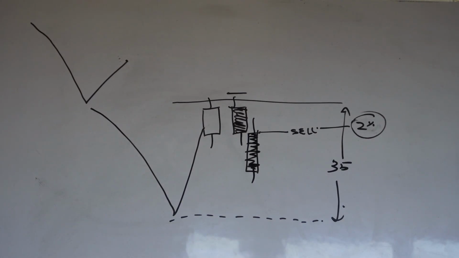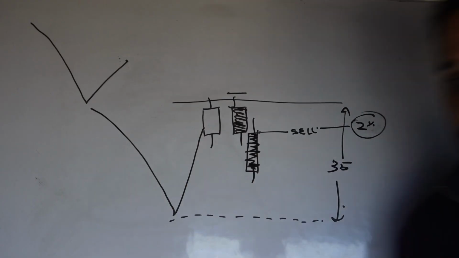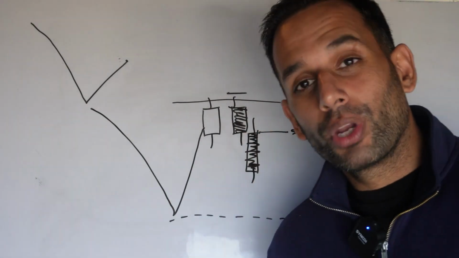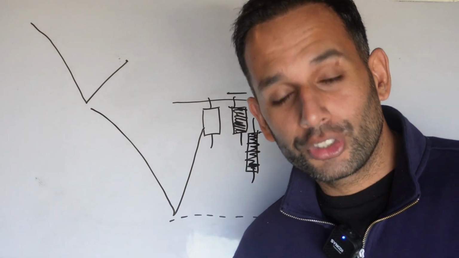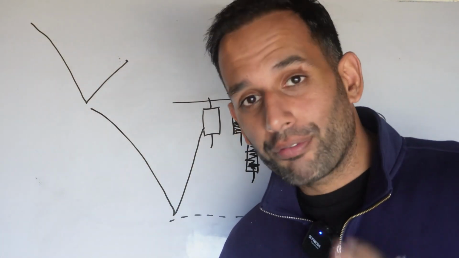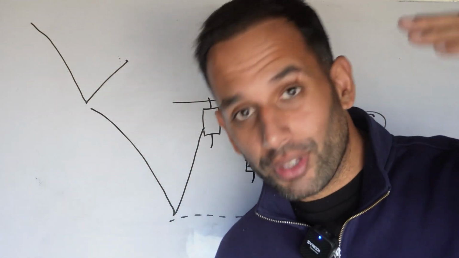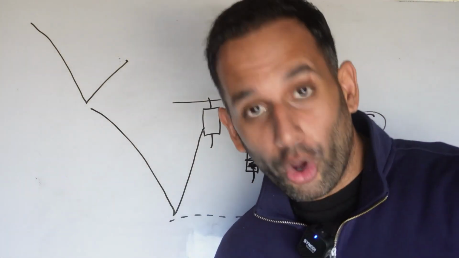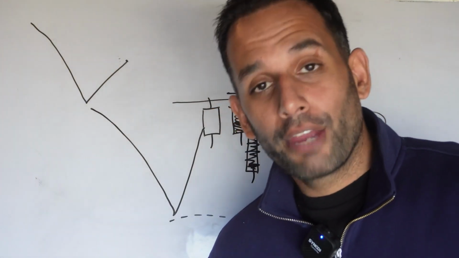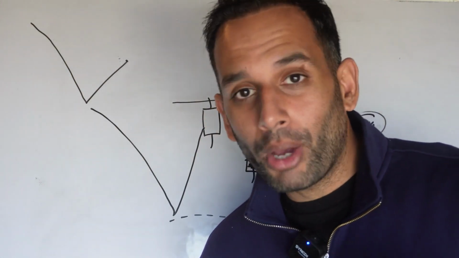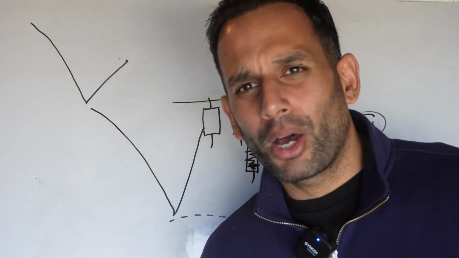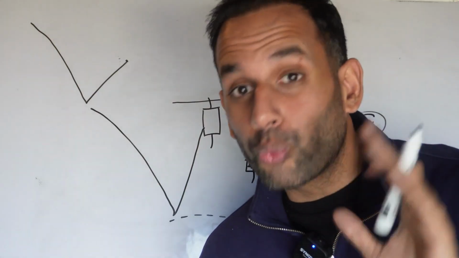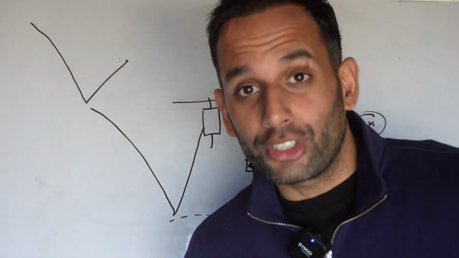Now, remember this. This is very, very important. Whenever you're trying to use stop losses, your stops always have to go above the previous candle if you're taking a sell, and it has to go below the previous candle if you're taking a buy. So it's not about how big your stop loss is. It's all about where your stop loss is, not about how big your stop loss is.